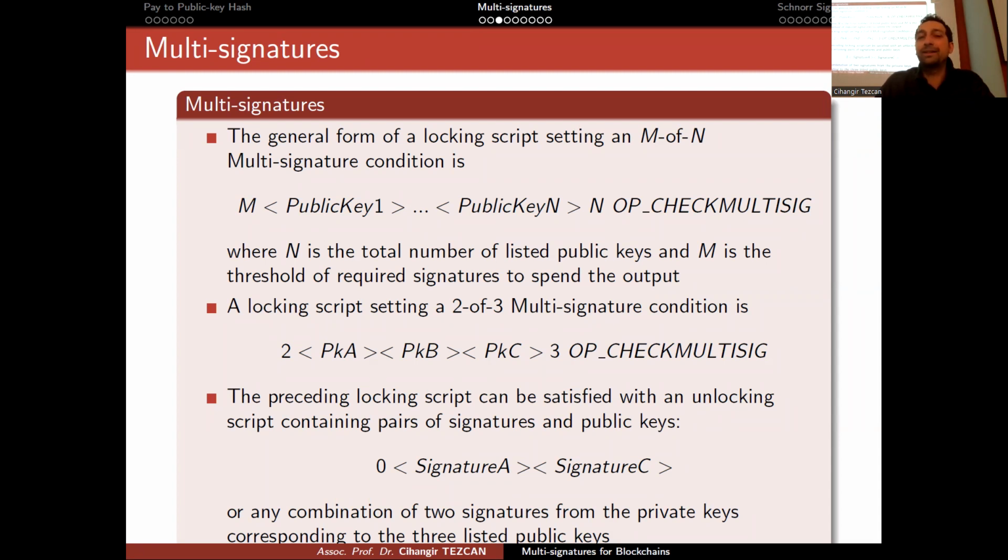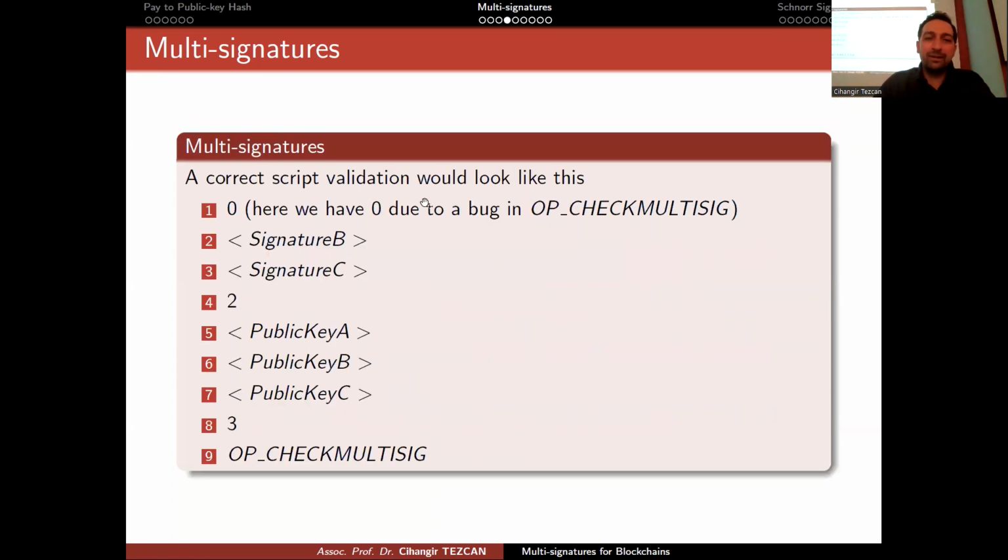So instead, we decided to learn how to learn with it, okay? So don't get surprised if you see zeros in front of this kind of transactions, okay? So a validation script looks like, again, 0 here. Again, here we have 0 due to a bug in the opcode.